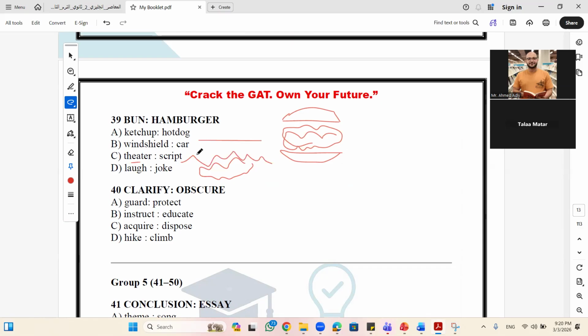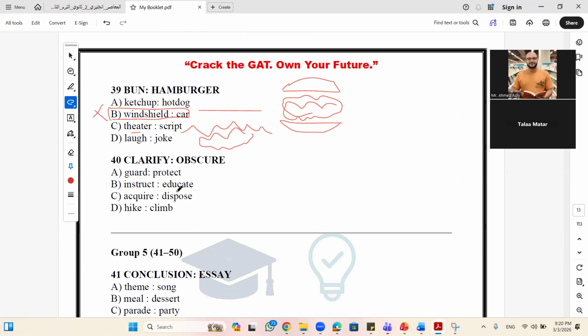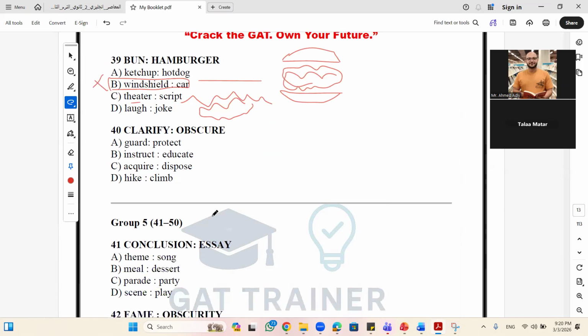Windshield is part of a car. Yeah, all right. Windshield is part of a car. Don't choose twisting relationships. Clarify and obscure. Acquire and dispose? Dispose. Yeah, perfect. They're opposites. Acquire and dispose.